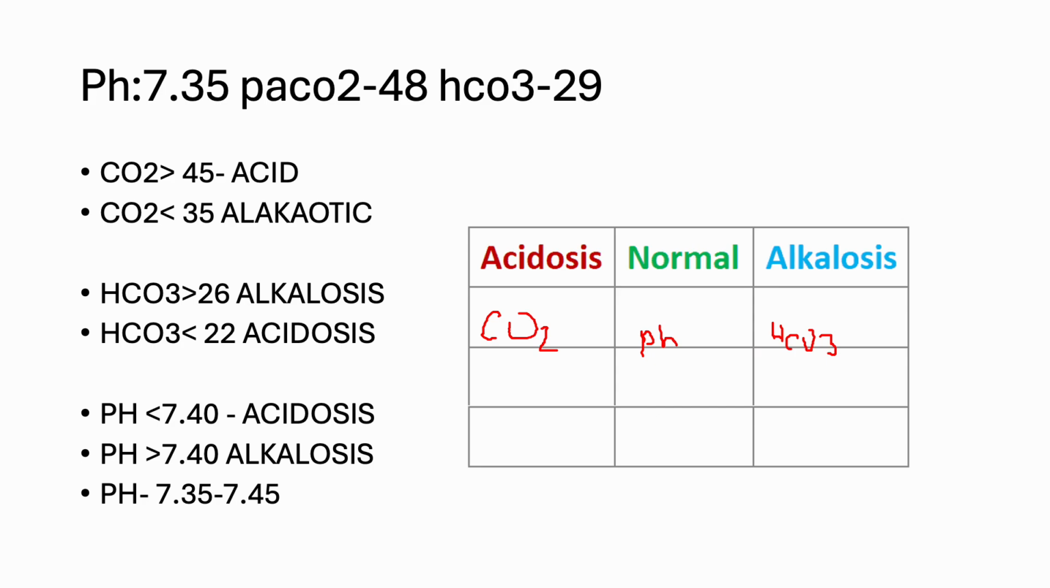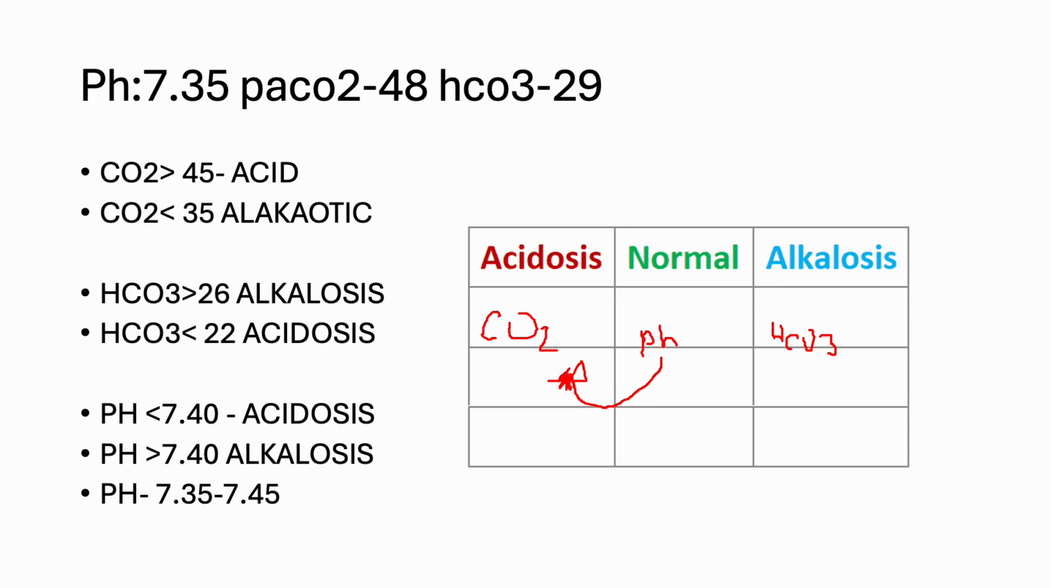So the pH is 7.35. So our little chart on the side said that if the pH is less than 7.40, it will be considered acidosis. So even though it's normal, it's on the acidosis side of being normal. So the pH would then go over here, on the acidosis side. Now we want to look and see, do we have two in the same column now? And the answer is yes. We have the CO2 and we have the pH.